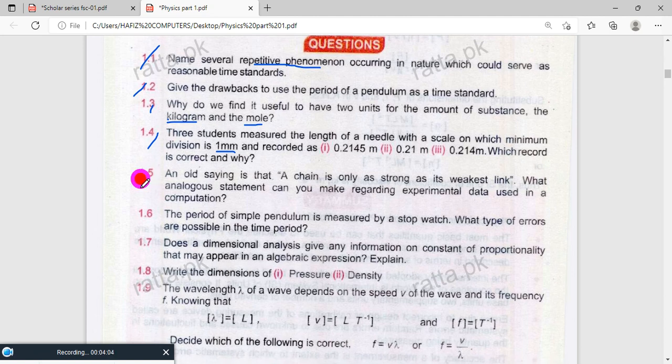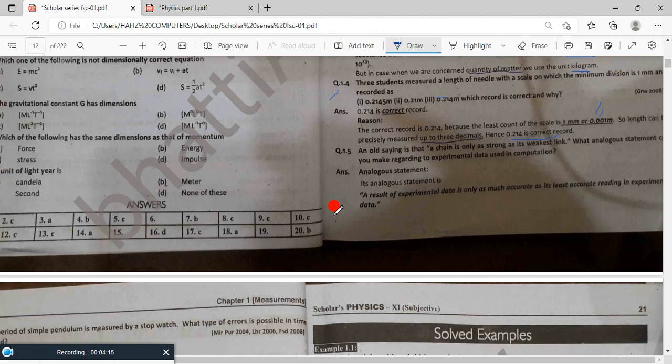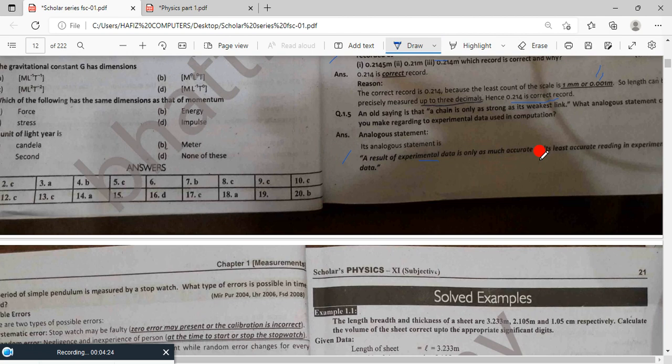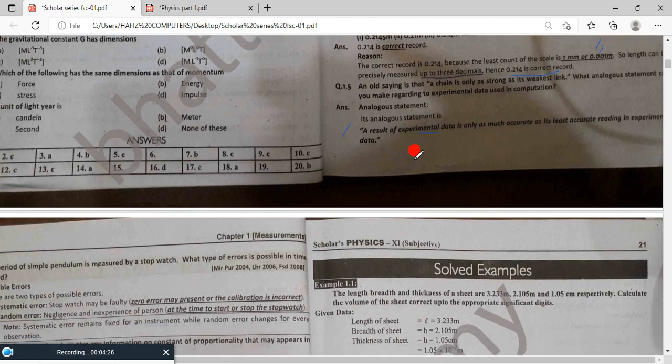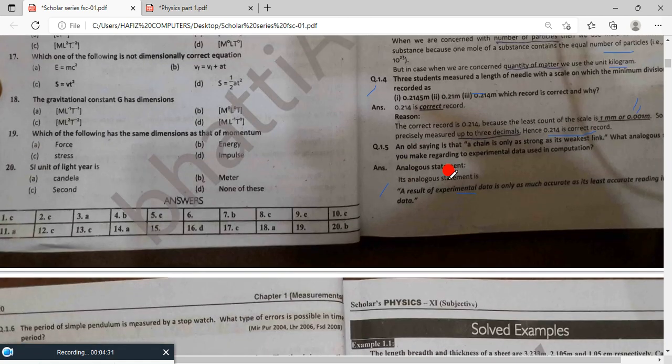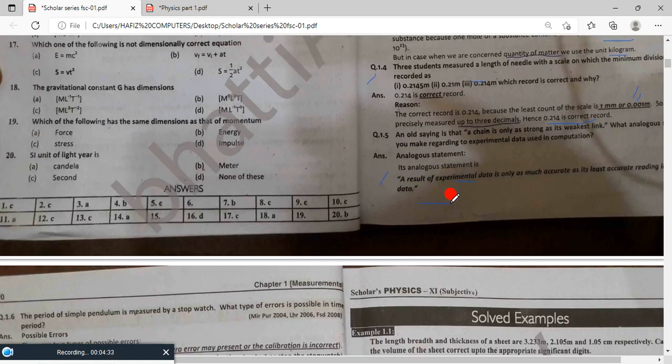Next one: an old saying is that a chain is only as strong as its weakest link. What analogous statement can you make regarding experimental data used in a computation? An analogous statement is that the result of experimental data is only as accurate as the least accurate reading in the experimental data. So this is the analogous statement of this old saying.